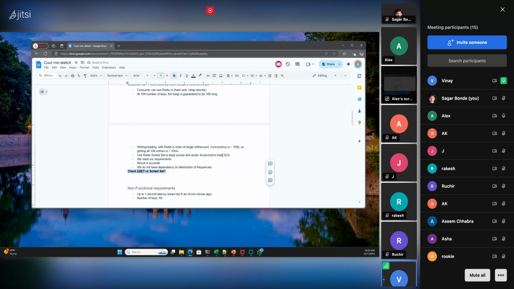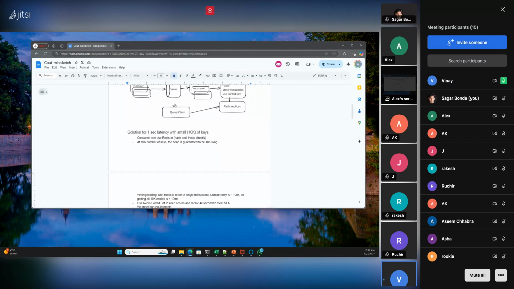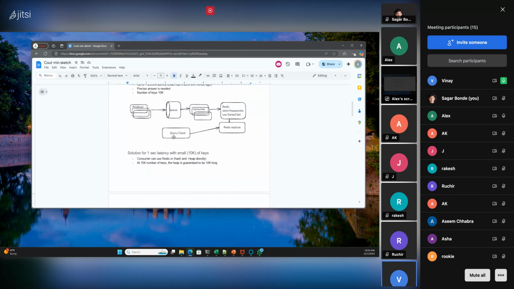So I was going to ask a question. Since we're sharding the keys for each Redis server, the responsibility of locating the shard is now delegated to a leader Redis instance. Is that how it is? For this problem, the query client would need to, for writing, the consumer will need to know where to write.